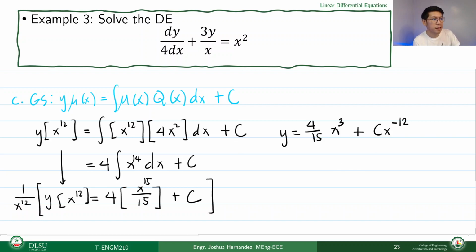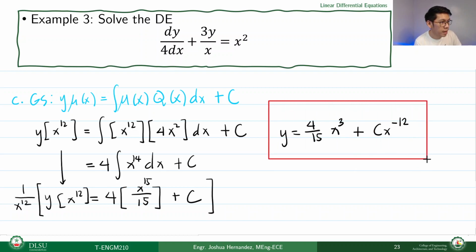Yan. And yan. There we have it. Our final answer. Y is equal to 4 over 15 x cubed plus c x raised to negative 12. Okay.